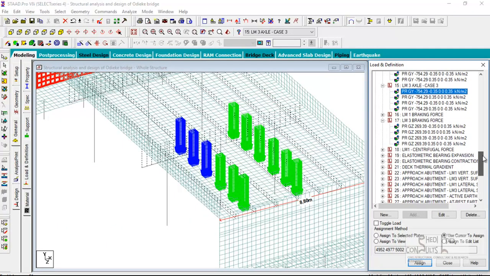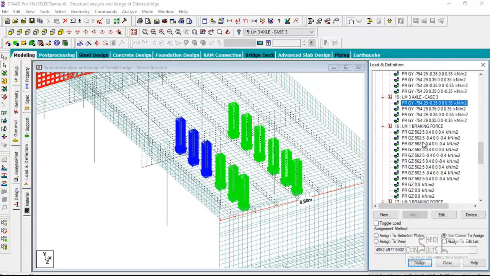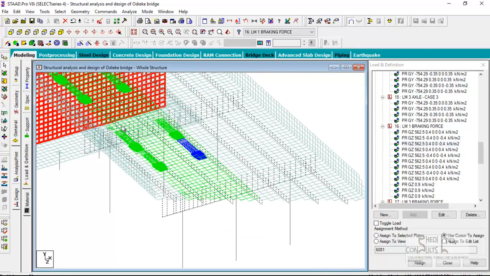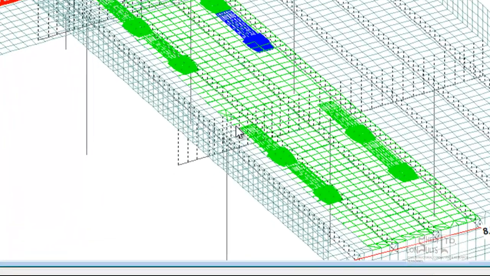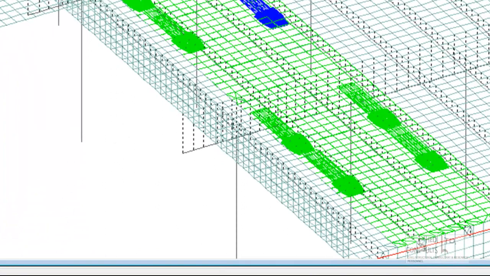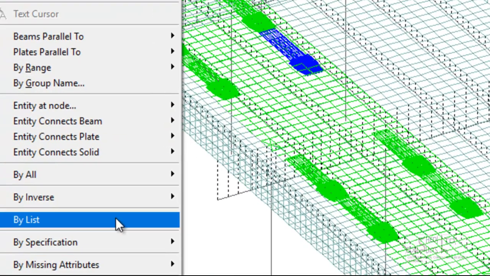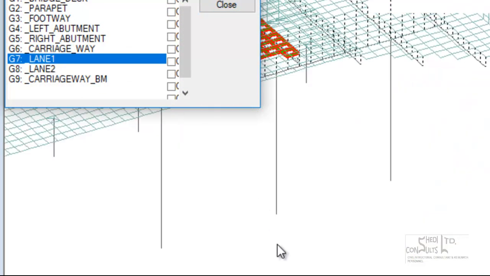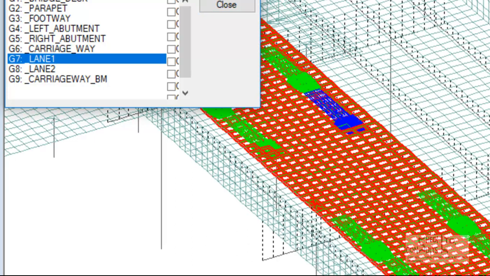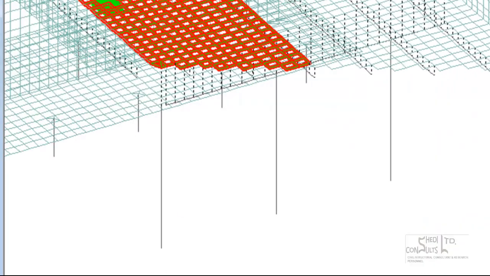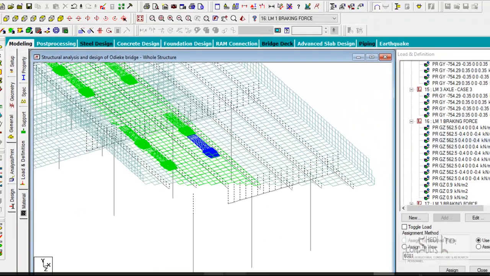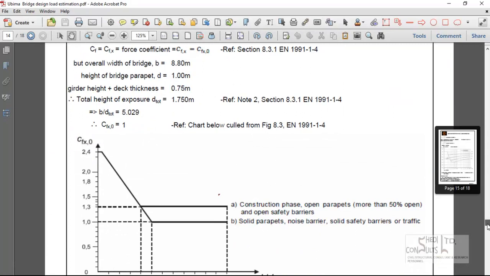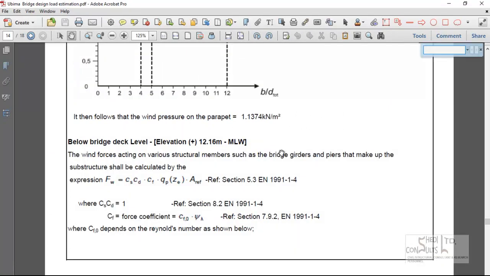Now, the next thing you have to apply is the braking force. You have to calculate the braking force in compliance with the code. So these are the braking forces. The code specifies that braking forces are applied on the most critical lane, which is lane 1. So braking forces are applied on lane 1. This is where the braking forces are actually applied. They were calculated as I showed you earlier, in compliance with the code, and then the braking forces were applied.